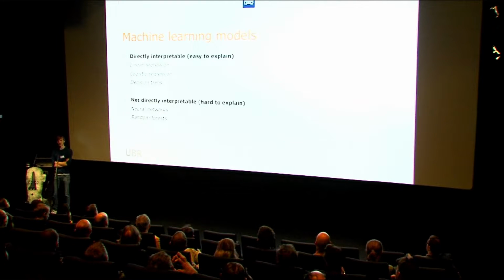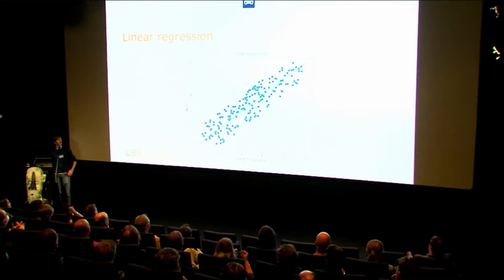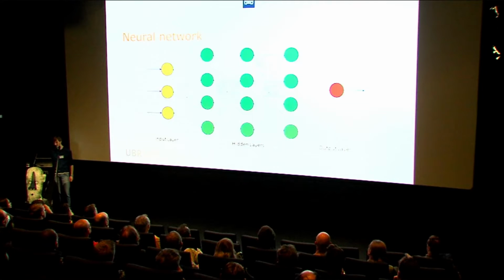And then there are also non-interpretable methods, which are, for example, neural networks and random forests. So an example of linear regression, we can see that if the x variable rises, is higher, then the prediction is higher as well. For a decision tree, we can literally look at the tree and see what it means to be female for your chances, or the predicted chances, of survival in the Titanic disaster.